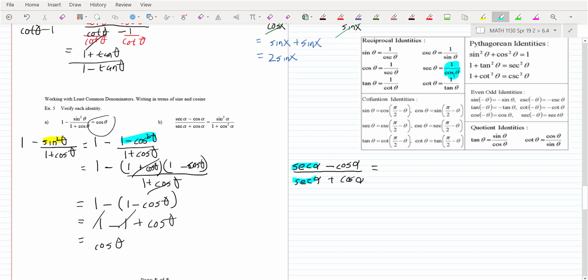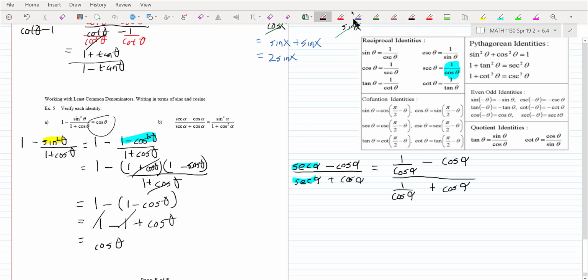I'm going to leave the cosine alone because it's beneficial to get this down to where it just has one trig function. So secant alpha would be 1 over cosine alpha. Then I'll bring down the cosine alpha. And then in the bottom I'll have secant alpha, which is 1 over cosine alpha, plus cosine alpha like that.